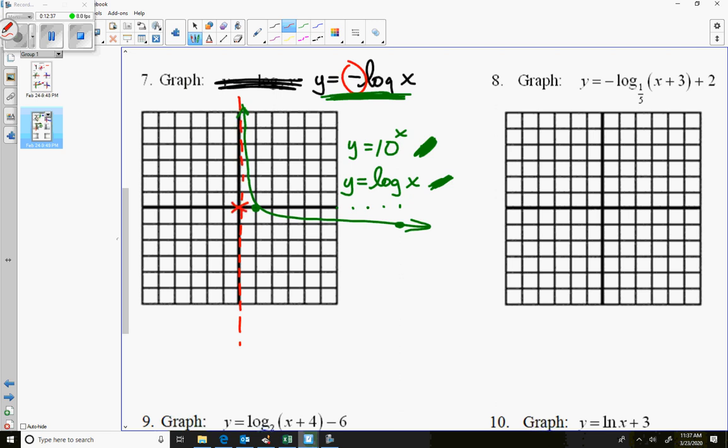Next graph has all kinds of manipulations involved. Start with, just know we are shifted left 3, up 2. So left 3, up 2, that is our starting point. Through that starting point, I have my vertical asymptote. All right, and we're going to have all kinds of manipulations.